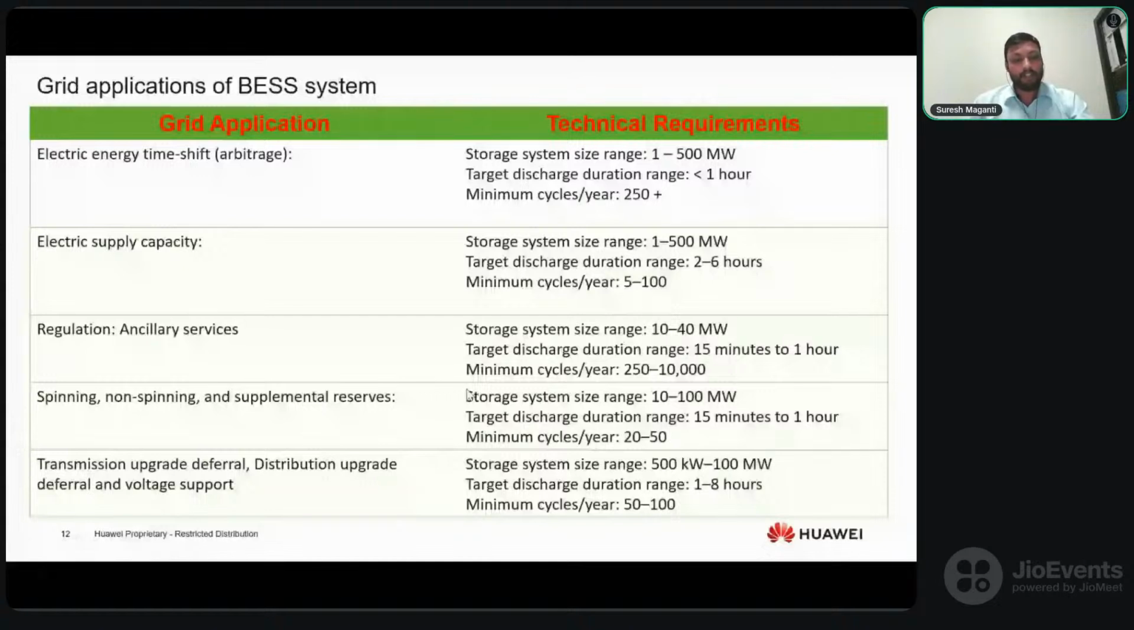Another important grid application is that we can defer the transmission upgrade and distribution upgrade. Sometimes we need to construct new transmission lines, new distribution lines, depending on the demand. At that time, by installing a battery energy storage system, we can delay the installation of transmission lines, or we can permanently avoid the installations. So for those kinds of grid upgrades, we can take the support of battery energy storage system as well.